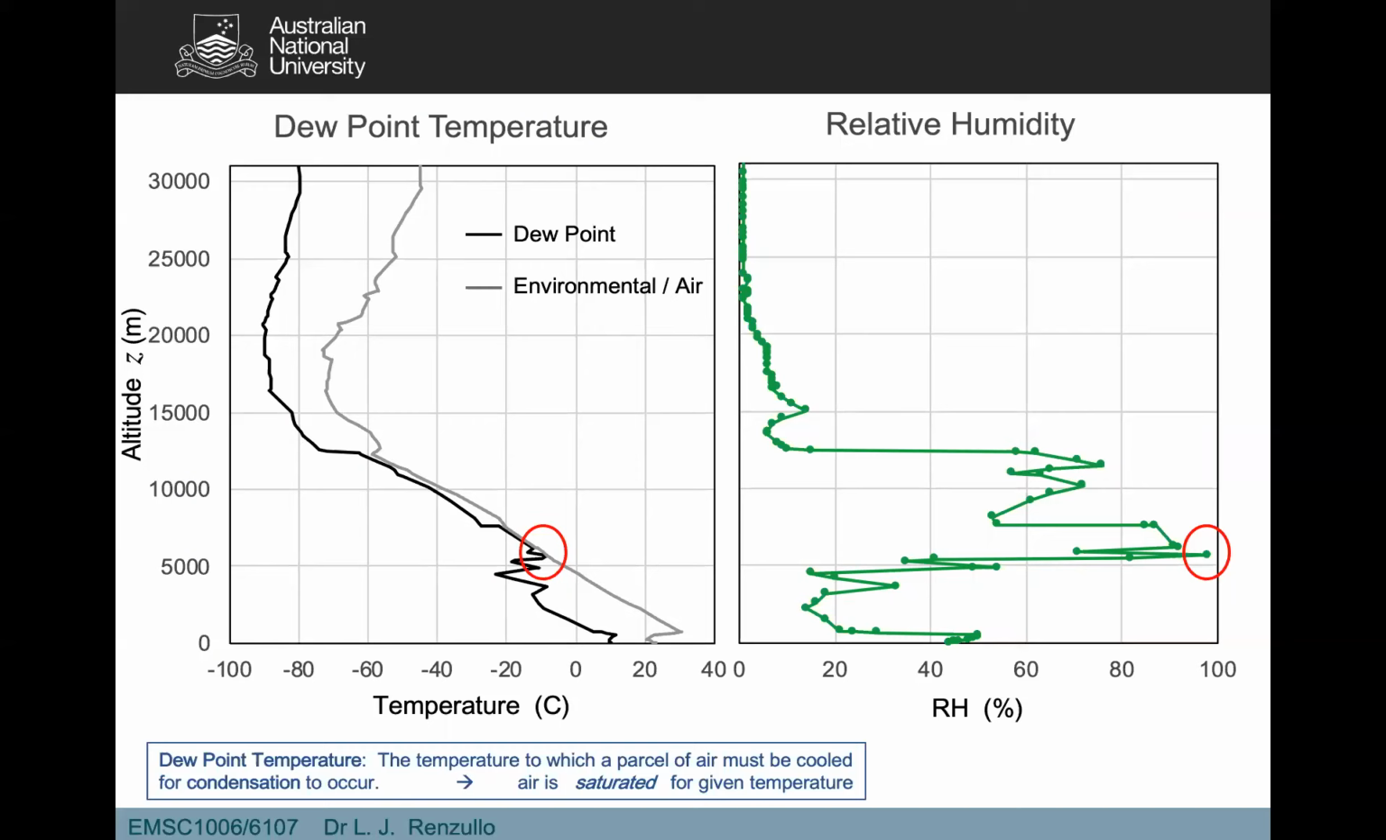So when the dew point temperature is close to air temperature, that means that air, that parcel of air, is near saturation. So the circle highlights where we'd expect there to be a high relative humidity. And on the right, we have exactly that. We've calculated from the radiosonde data the relative humidity as a function of altitude. And at the point where the dew point temperature is close to the air temperature, we can see we get 97, in this case, % relative humidity.